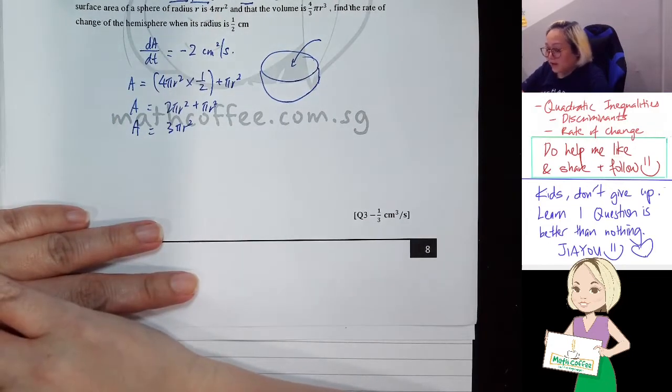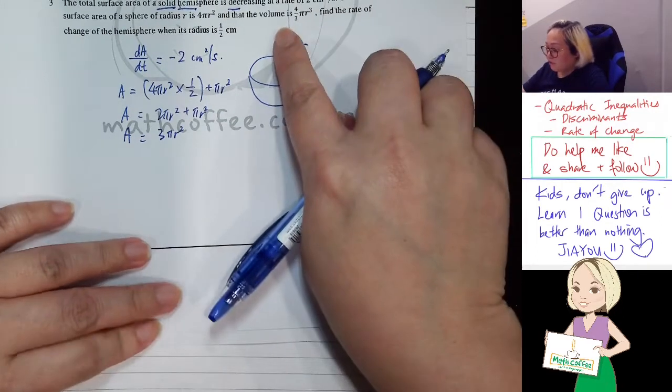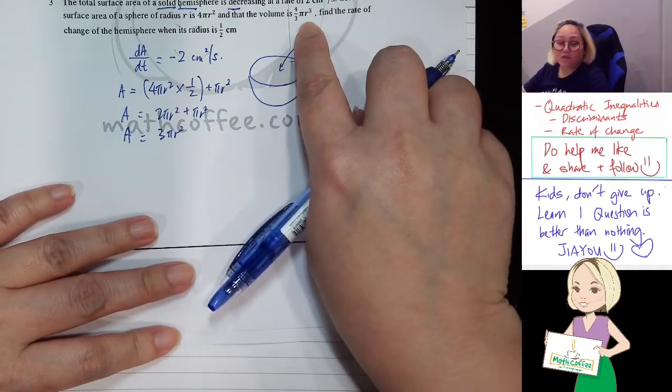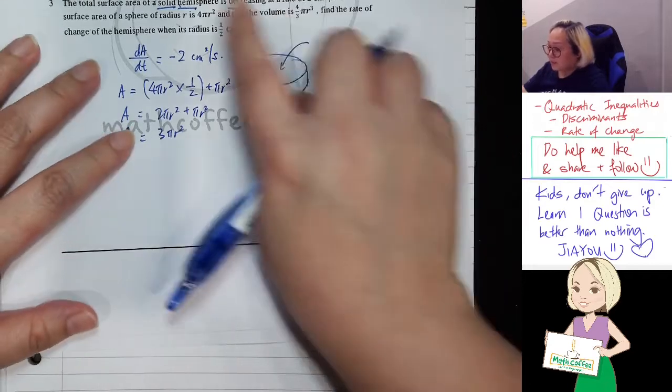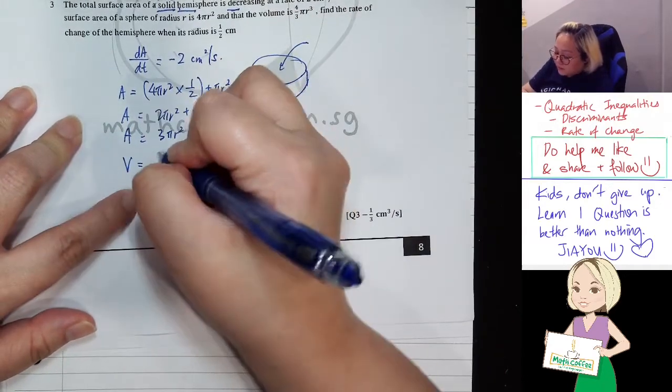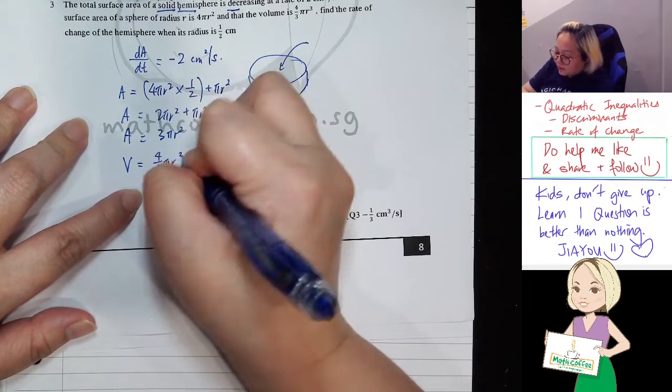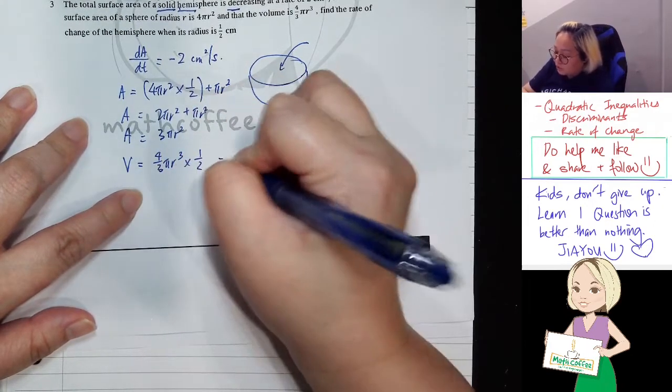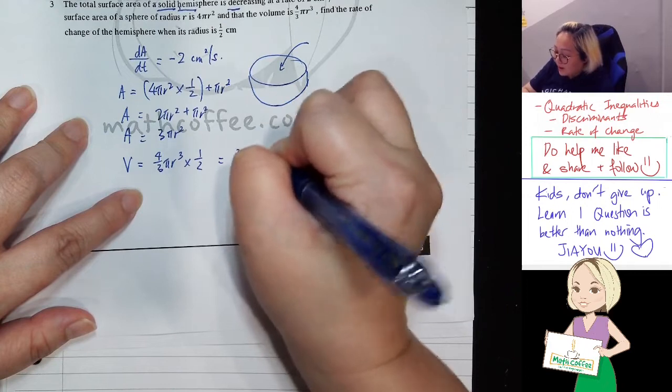So now I have A in terms of R, correct? This is my dA/dR. Next, my volume is this one. This one again is volume of a sphere. But remember, this is the hemisphere. So I still need to go and find my V. So it's 4/3 pi r cubed times half. So it will be 2/3 pi r cubed.